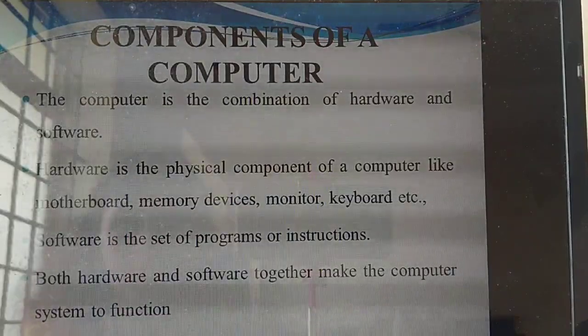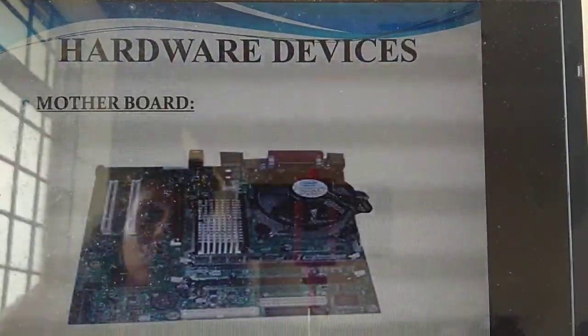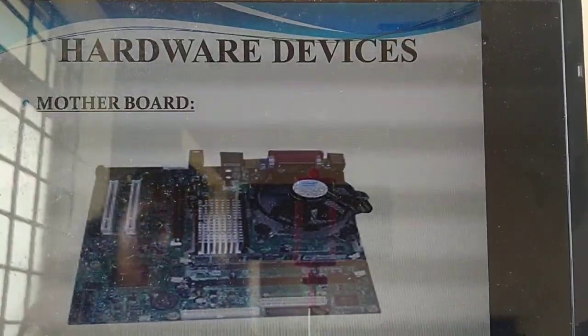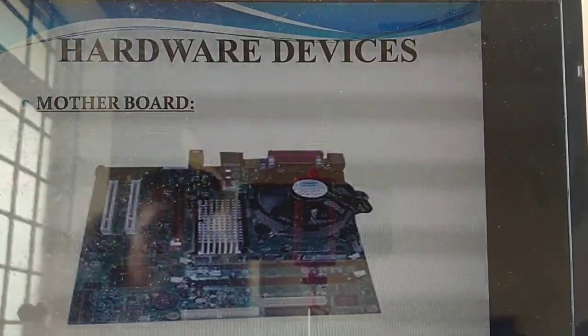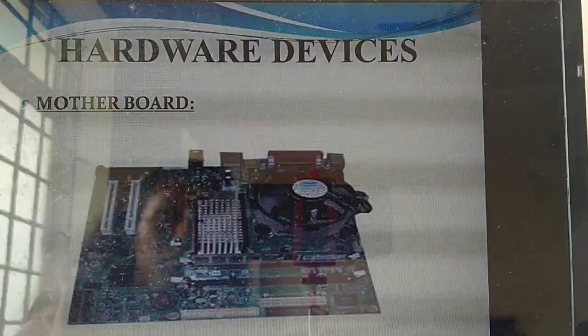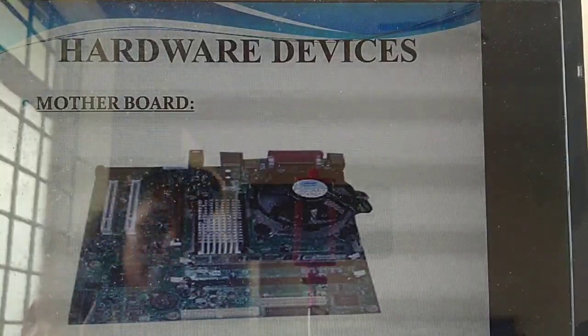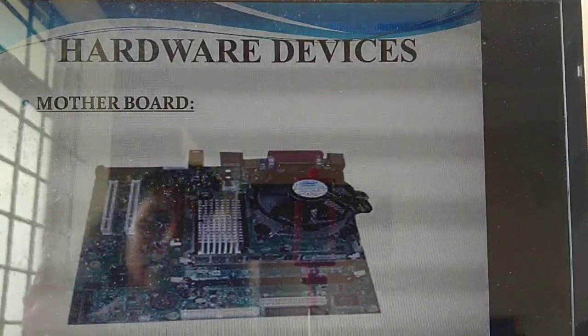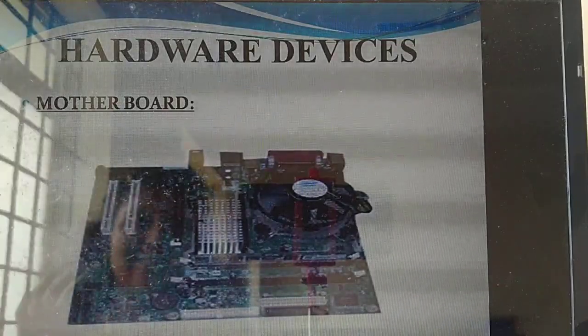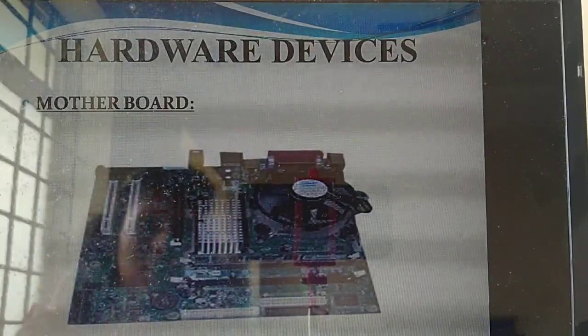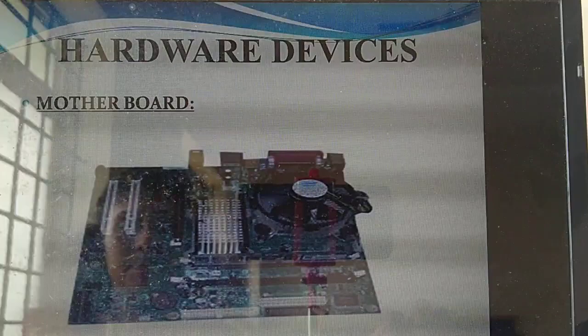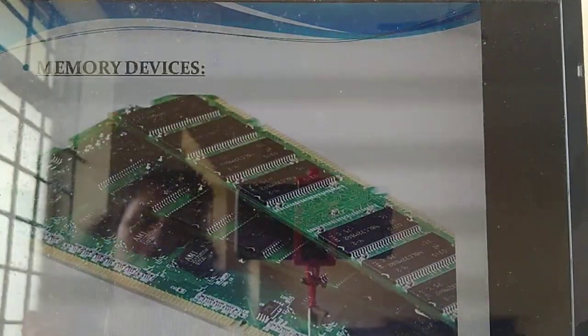Understand now? Yes. So listen. This is a motherboard. Is this hardware or software? Is it visible? This is the picture of the motherboard. Have you seen it? See, this is the picture of a motherboard. This motherboard is present inside the CPU. Understand? So is this hardware or software? Hardware.